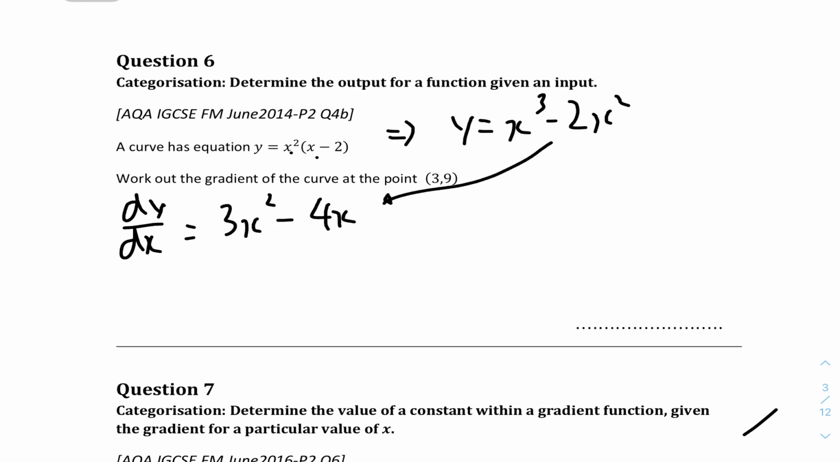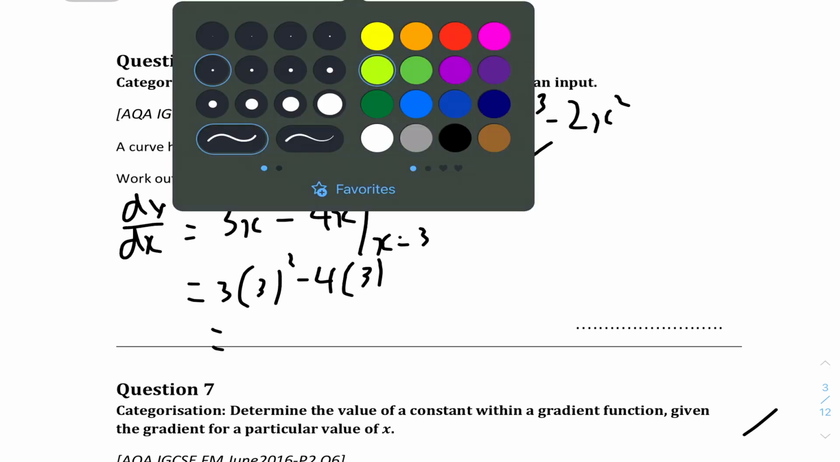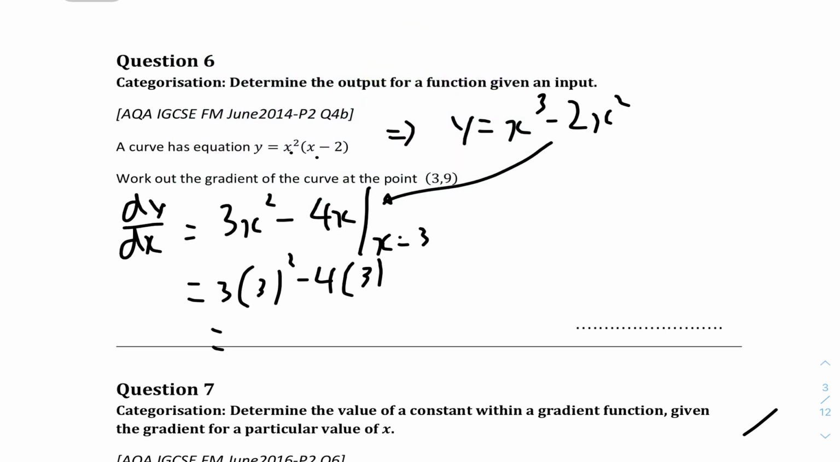So we have to find the gradient at x equals 3. So this right here, x equals 3, will be equal to 3 times 3 squared minus 4 times 3. And if you expand everything out, like 3 times 3 to the power 2 minus 4 times 3, you will get the gradient equals 15. So that's the answer. So the gradient dy over dx equals 15.